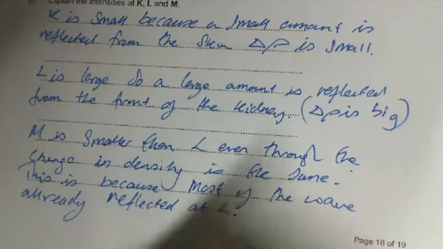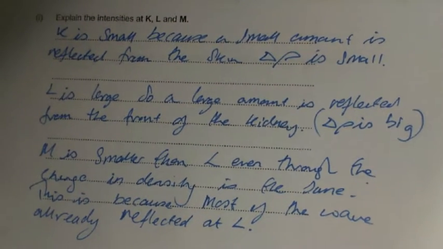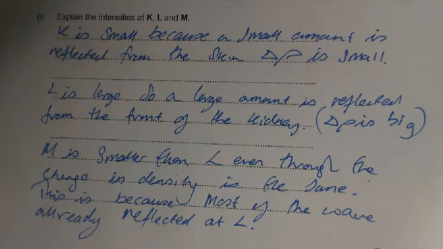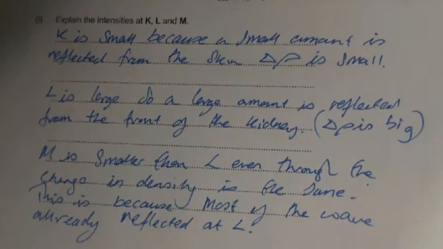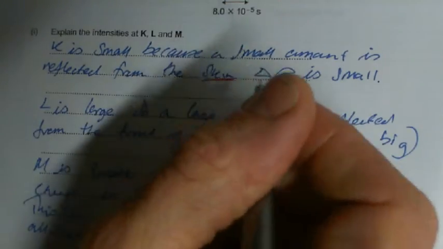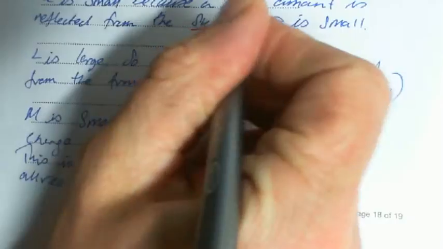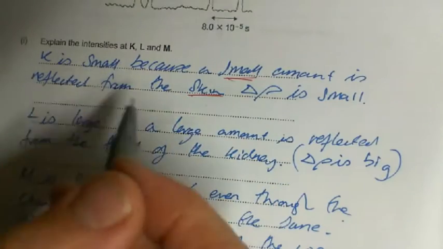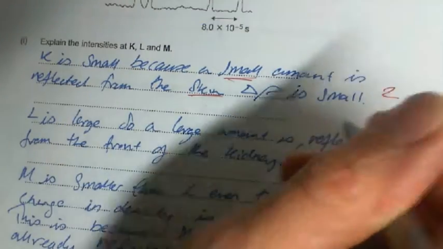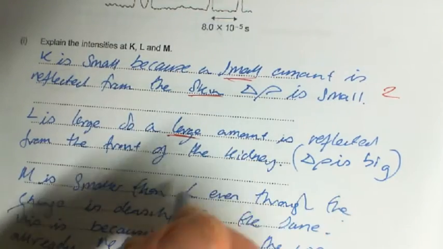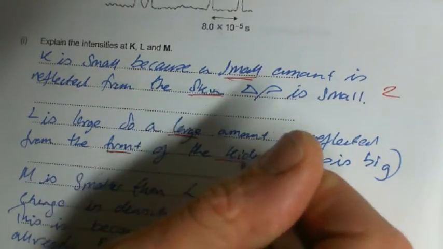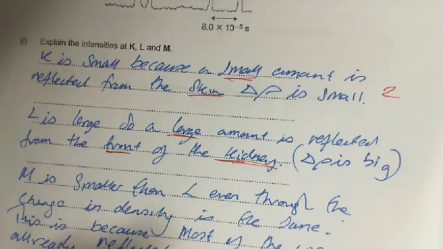Okay, and what you're looking for there is you're looking for enough marks to be able to give 2 for each one. Okay, and basically what you're saying is you need to say what it is that has done the reflecting. So the skin has done the reflecting, and you need to say how much, whether it's small or large. So that gets 2. Large amount reflected from where it is, from the front of the kidney.